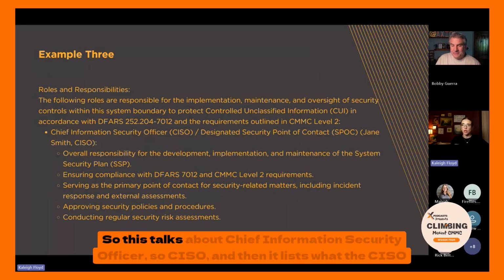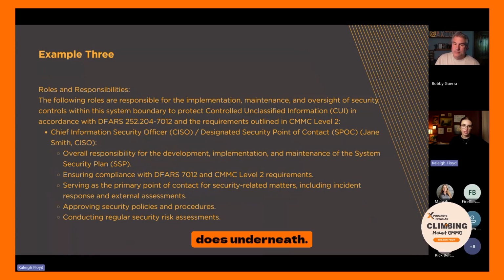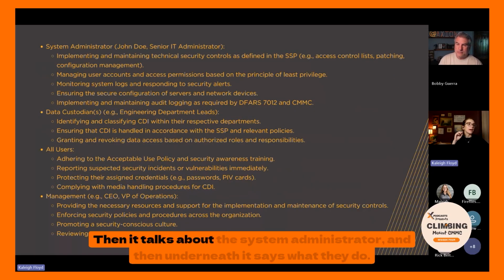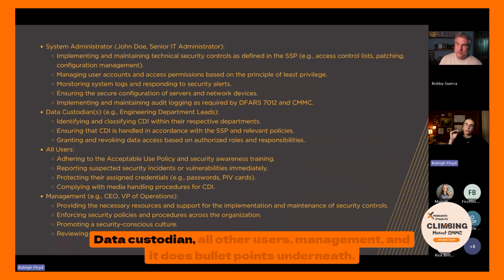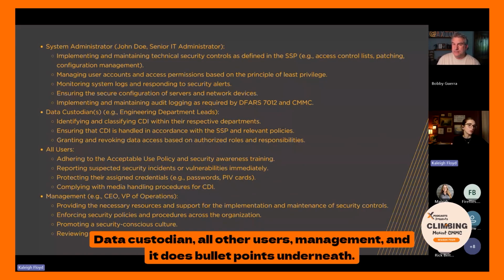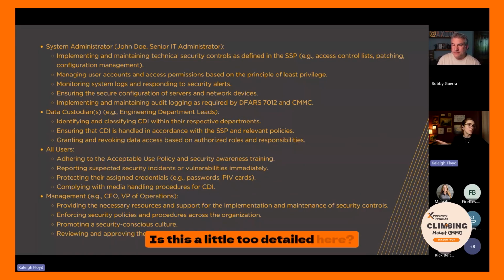This talks about the Chief Information Security Officer, a CISO, and then it lists what the CISO does underneath. Then, and this isn't the only page, it talks about the system administrator, and underneath it says what they do, then the data custodian, all other users, management, with bullet points underneath. Is this a little too detailed here?